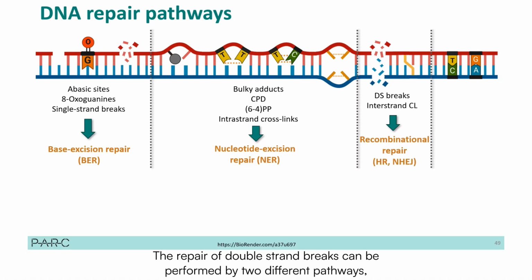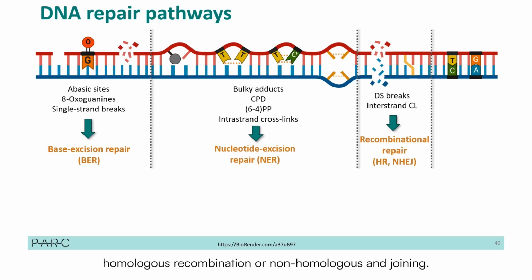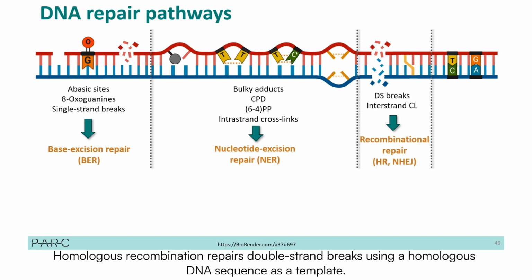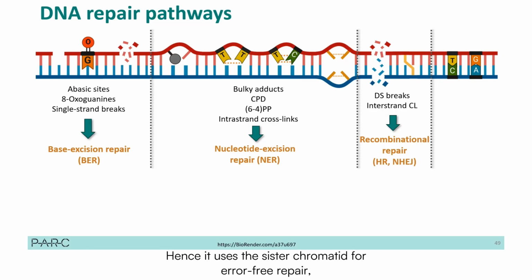The repair of double-strand breaks can be performed by two different pathways: homologous recombination or non-homologous end joining. Homologous recombination repairs double-strand breaks using a homologous DNA sequence as a template. Hence, it uses the sister chromatid for error-free repair, making it most active during the S and G2 phases of the cell cycle.